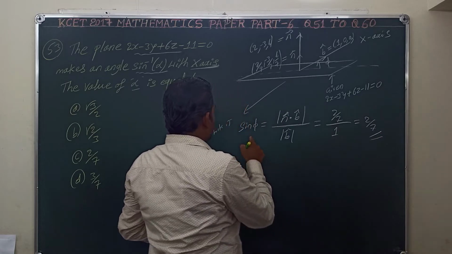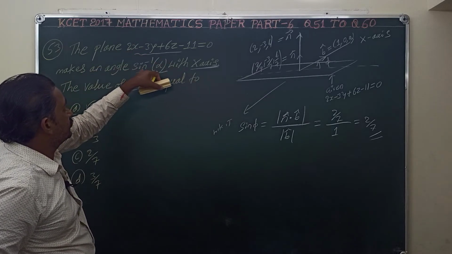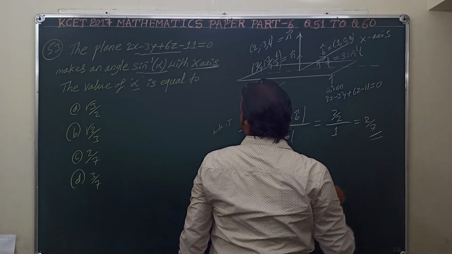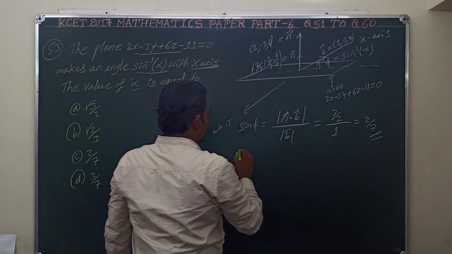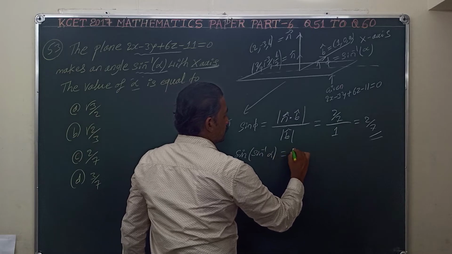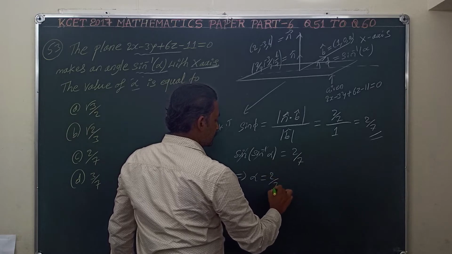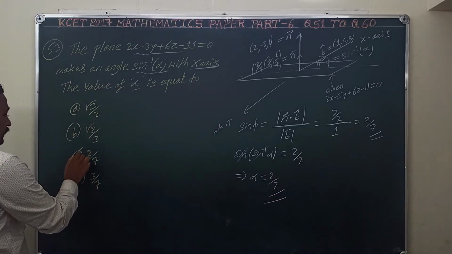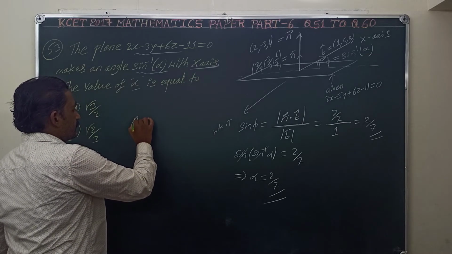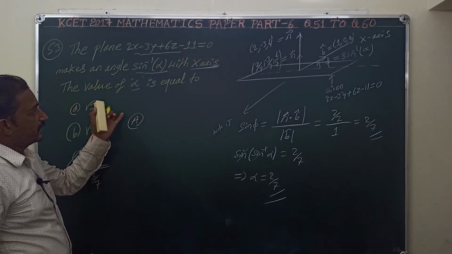Here we have to find the alpha value. The angle between the plane and the x-axis is sine inverse of alpha, so phi is sine inverse of alpha. Putting the value, sine inverse of alpha equals sine inverse of 2 by 7. This implies alpha is equal to 2 by 7. So the alpha value is 2 by 7. Option C is the correct option. This is an average problem. They ask this type of question in the theory exam also. It carries 3 marks there; here it carries 1 mark.